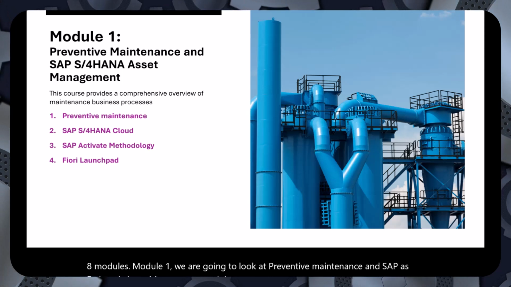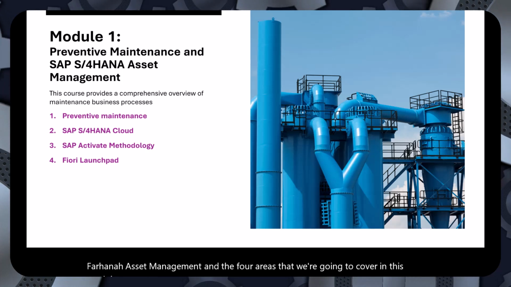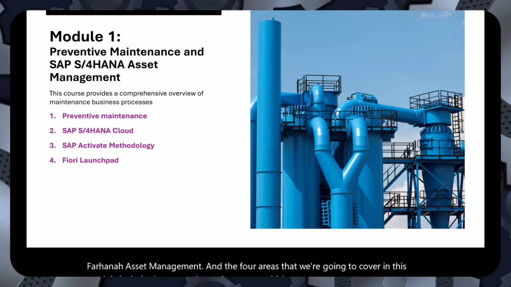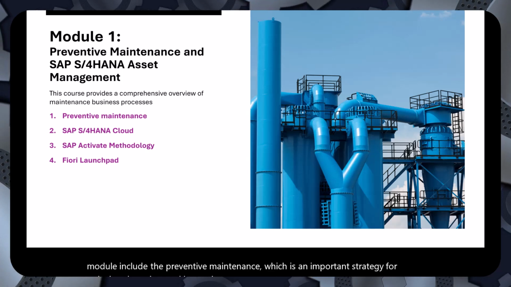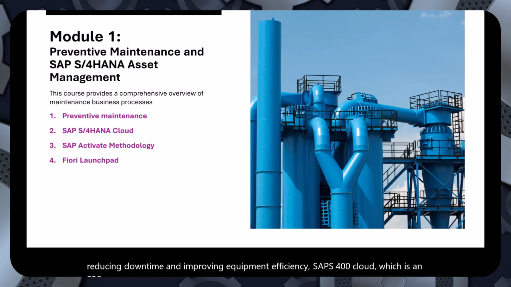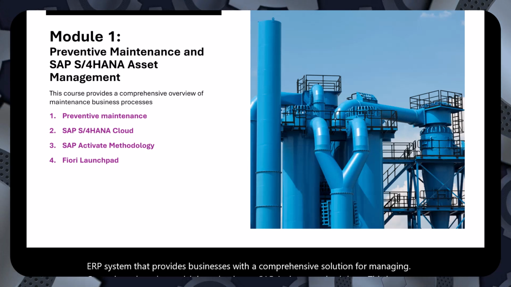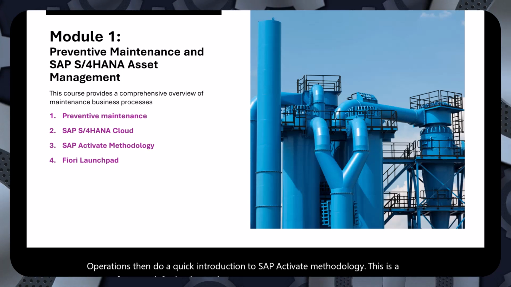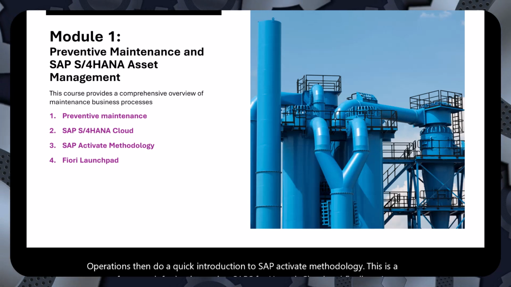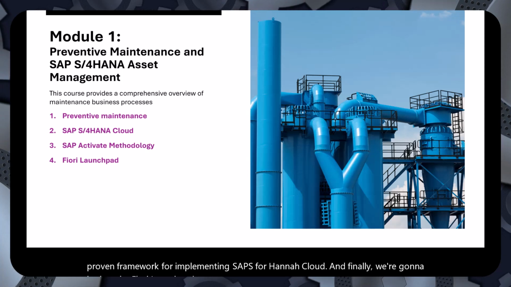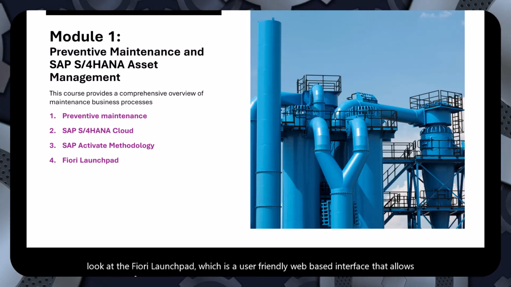And the 4 areas that we're going to cover in this module include preventive maintenance, which is an important strategy for reducing downtime and improving equipment efficiency. SAP S/4HANA Cloud, which is an ERP system that provides businesses with a comprehensive solution for managing their operations. Then a quick introduction to the SAP Activate methodology. This is a proven framework for implementing SAP S/4HANA Cloud. And finally, we're going to look at the Fiori Launchpad, which is a user-friendly web-based interface that allows users to perform tasks quickly and easily.